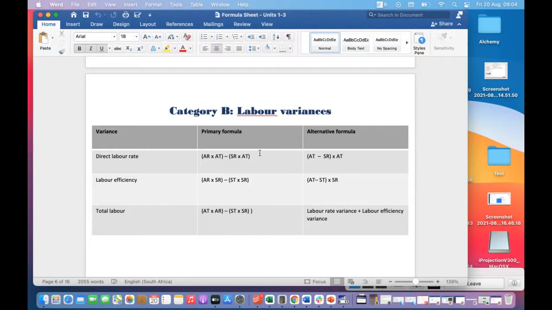Then here, what are we saying? Labor efficiency. Now we're looking at how efficient we have been with our labor. Can you see, this is basically the long route of it. We're saying the standard or the budgeted time, yeah, this should have been ST. The budgeted time times the actual rate. And here should have been budgeted time times the budgeted rate, okay? Then we're saying, what is the difference between the two?